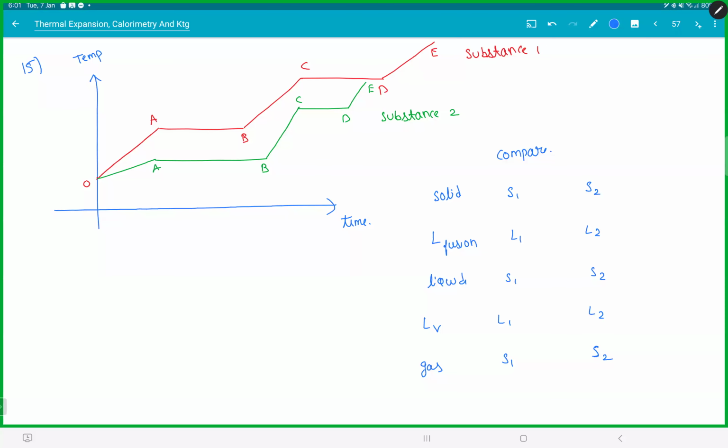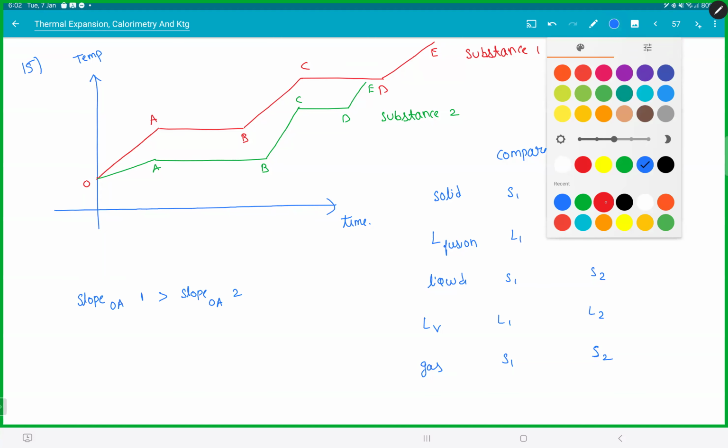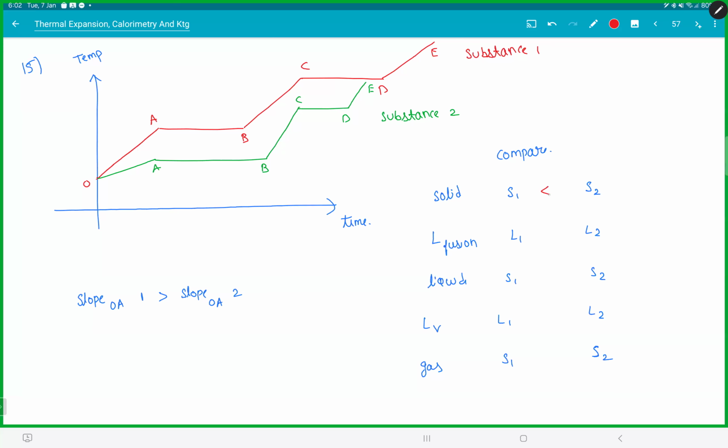If you look at the slope of OA, the green one will slope is more. Slope of OA for substance 1 is greater than slope of OA of substance 2. Slope is more, means it has less specific heat capacity. So the green one is more difficult to increase the temperature. Between AB, who has more length, AB has more length, so L2 is greater than L1. Between B to C, who has more slope, the green one. So this guy S1 will dominate. CD is smaller, L1 will dominate. This will dominate. Clear?